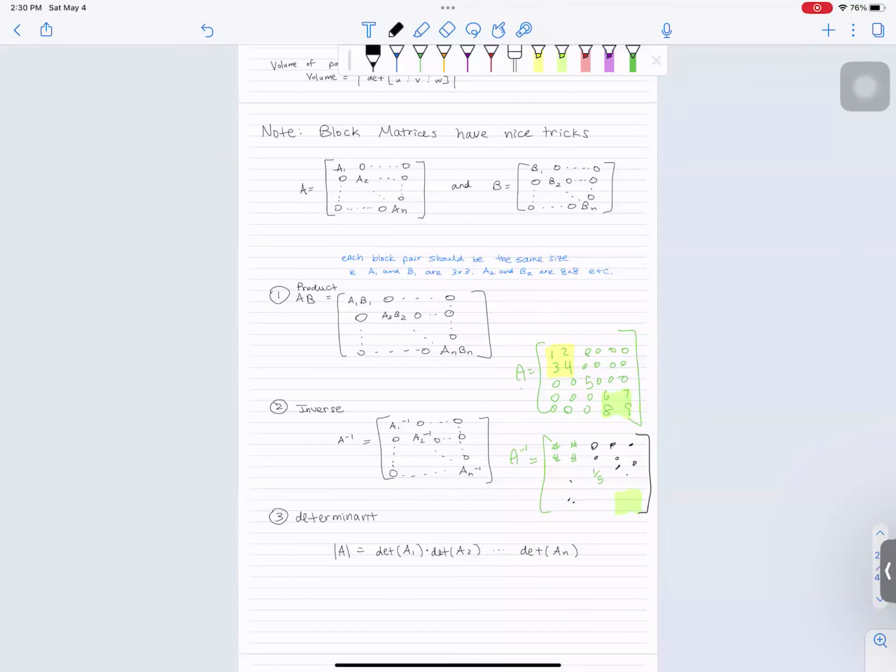Then this 5, what is the inverse? It's basically the reciprocal. So I do 1/5. And then for this 2 by 2 matrix, I do the same thing and I find that inverse and I can write those 4 numbers here.